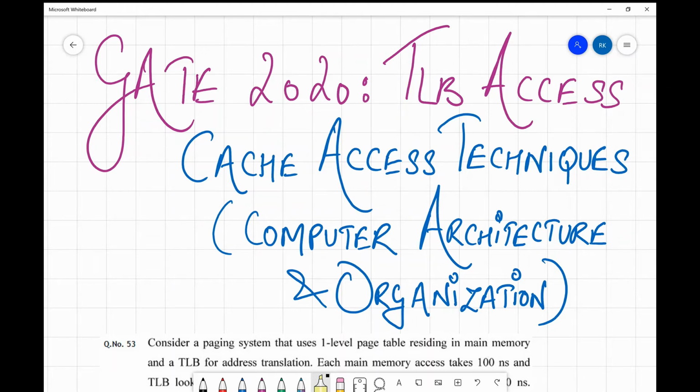In this session, we are going to address a GATE 2020 question which was from the topic TLB access. Yes, translation lookaside buffer access.